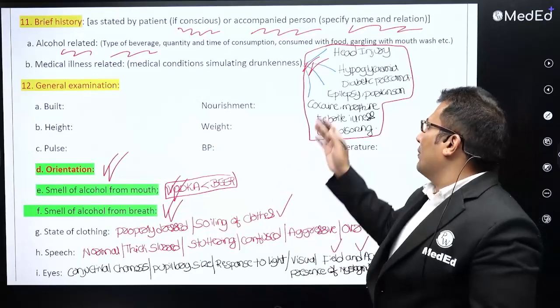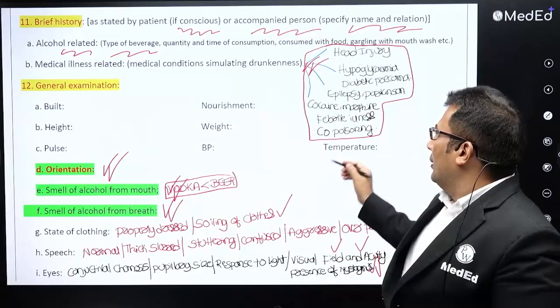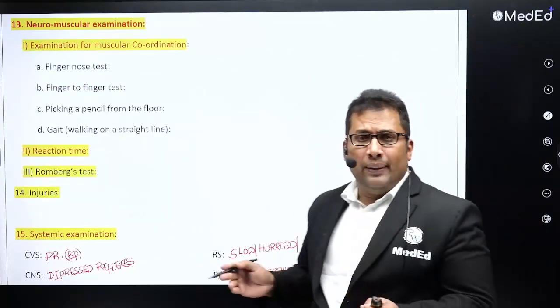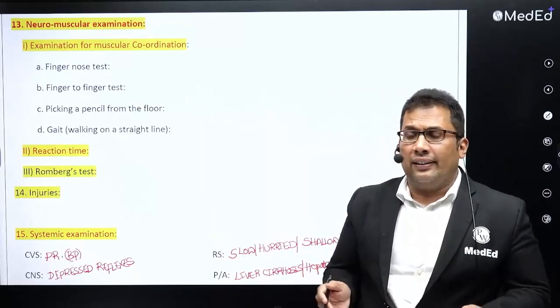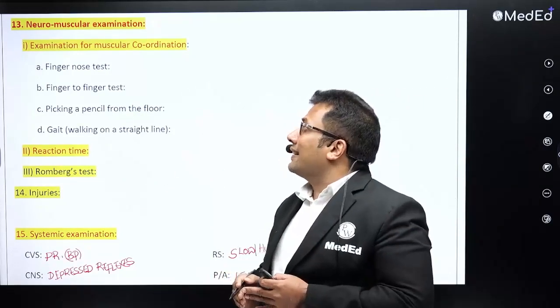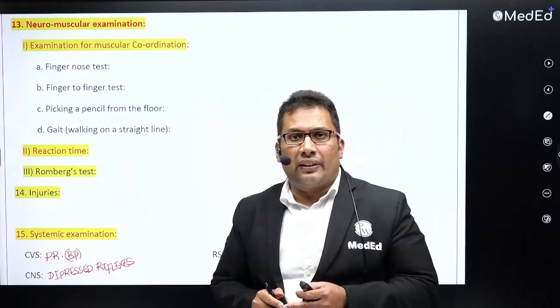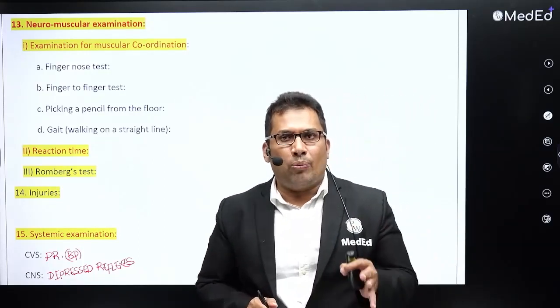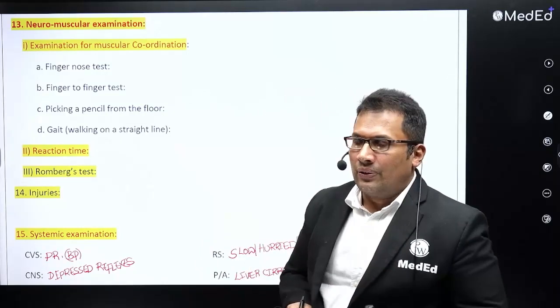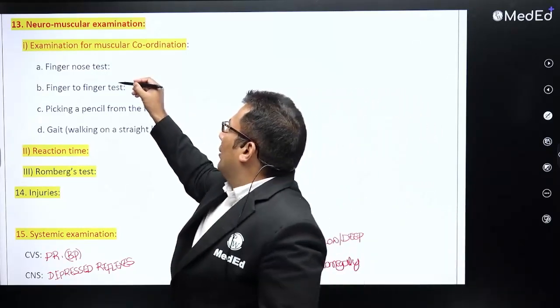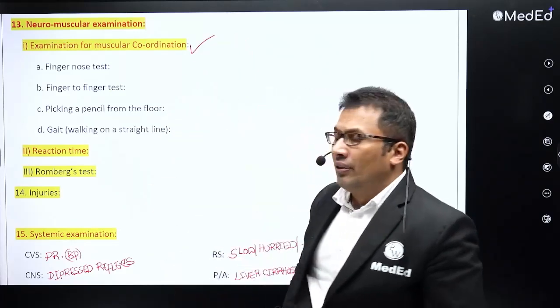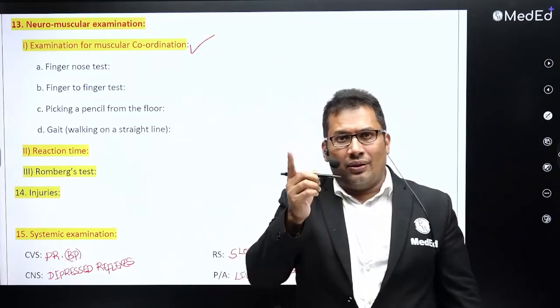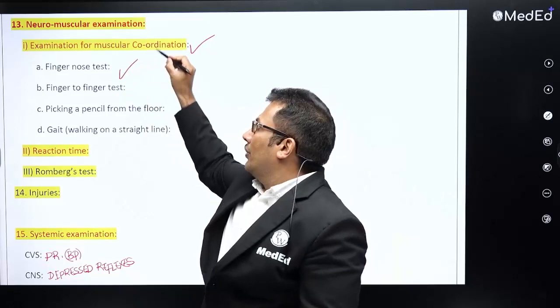Then medical condition we discussed already. Then the very important component is the clinical neuromuscular examination. Whether he is under the influence or not, that can be determined with these tests. What are the tests? Muscular coordination test, finger to nose test. That is, you need to go through that.